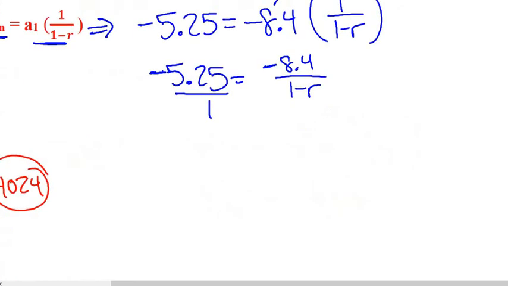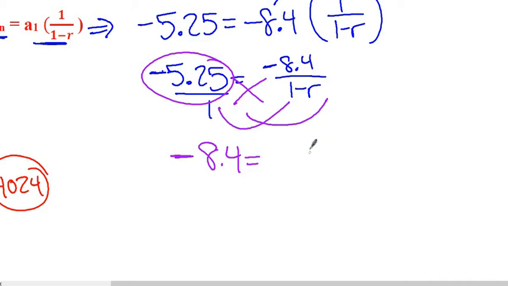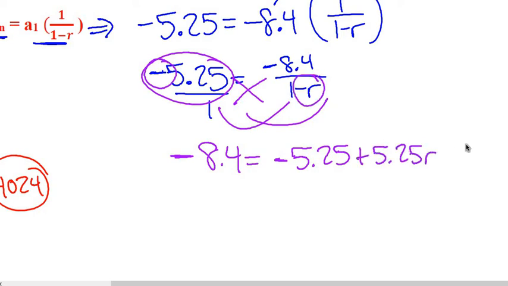And now we can do what you probably have learned how to do in geometry, which is cross multiply. So 1 times negative 8.4 is negative 8.4. This number times both of these, because we have to distribute to both, would be negative 5.25. And then the negative times that negative will be a positive 5.25r. Okay, now what we need to do is add this to both sides. Now it's just a regular algebra equation that we're familiar with solving.